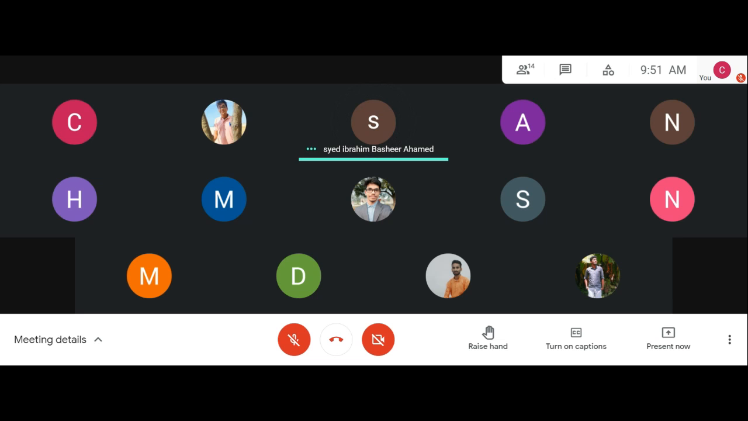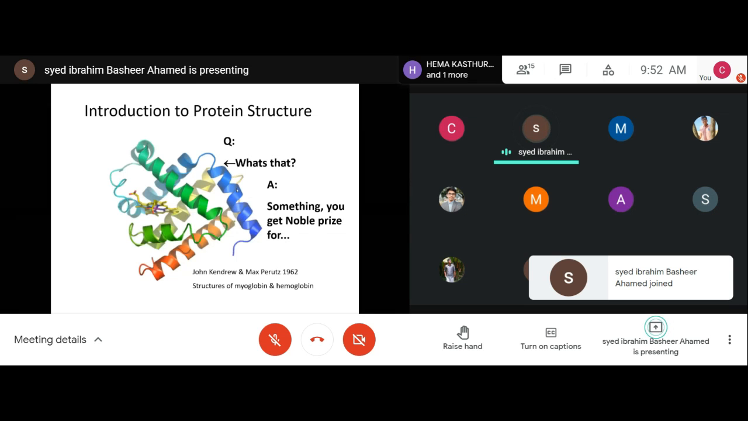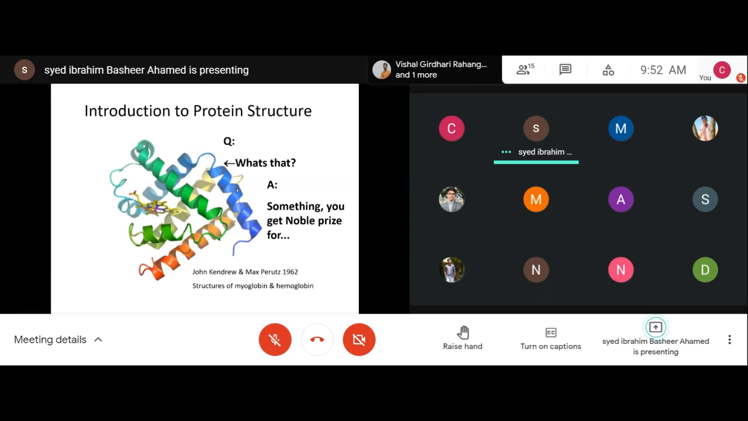Insulin, it was sequenced first. Okay. Sir, is it myoglobin? Yeah. So it was myoglobin and hemoglobin. Okay. So you can see the screen, right? Yes, sir.